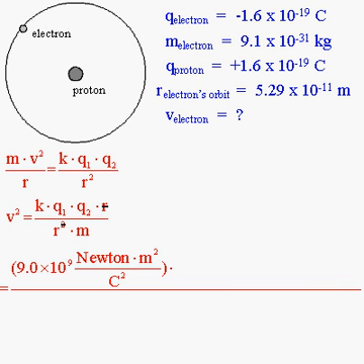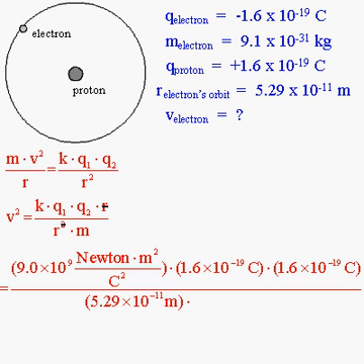K is 9.0 times 10 to the 9th newton meter squared per coulomb squared. The two charges are 1.6 times 10 to the minus 19 coulombs and 1.6 times 10 to the minus 19 coulombs. Remember, we ignore the sign of the charge in this equation. The radius is 5.29 times 10 to the minus 11 meters, and the mass is 9.1 times 10 to the minus 31 kilograms. Okay, now look at the units.